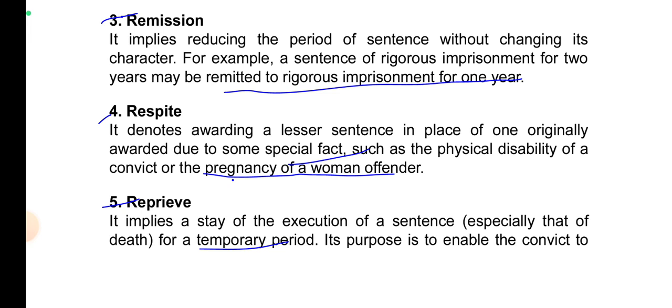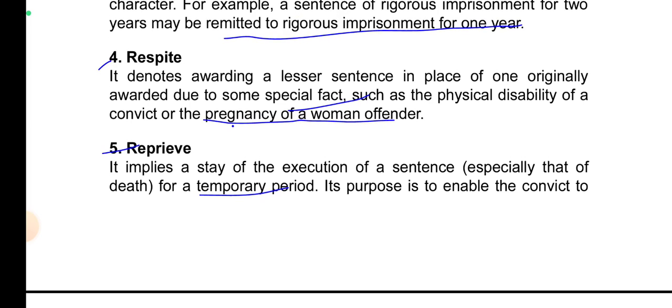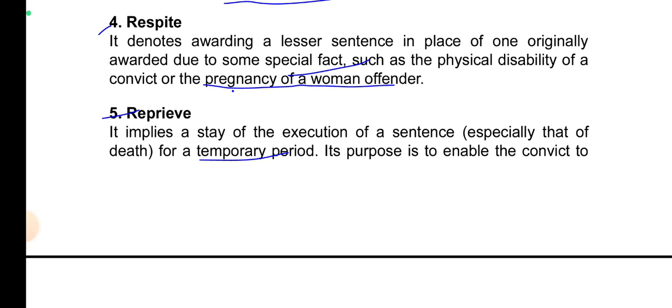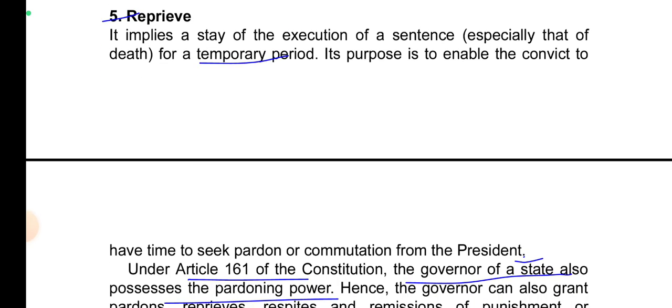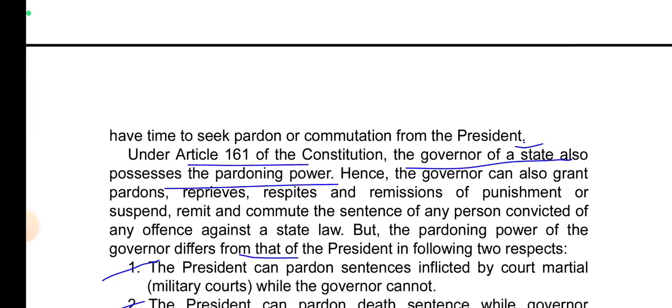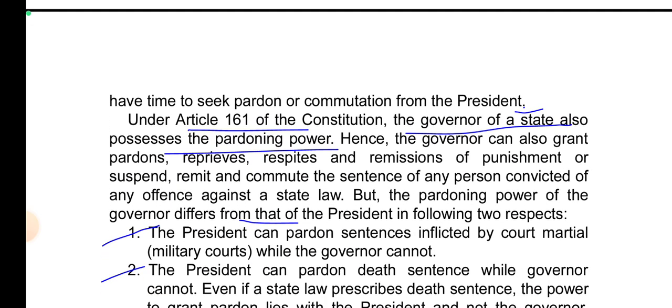For example, a sentence of rigorous imprisonment for 2 years may be remitted to rigorous imprisonment for 1 year. Respite: it denotes awarding a lesser sentence in place of one originally awarded due to some special fact such as the physical disability of a convict or the pregnancy of a woman offender. Reprieve: it implies a stay of the execution of a sentence, especially that of death, for a temporary period. Its purpose is to enable the convict to have time to seek pardon or commutation from the President.